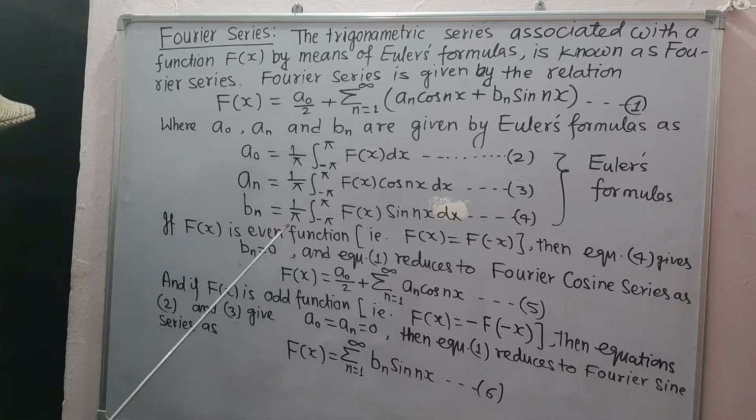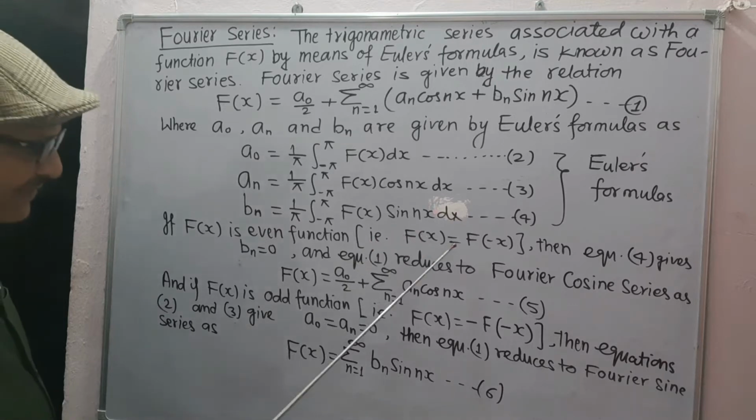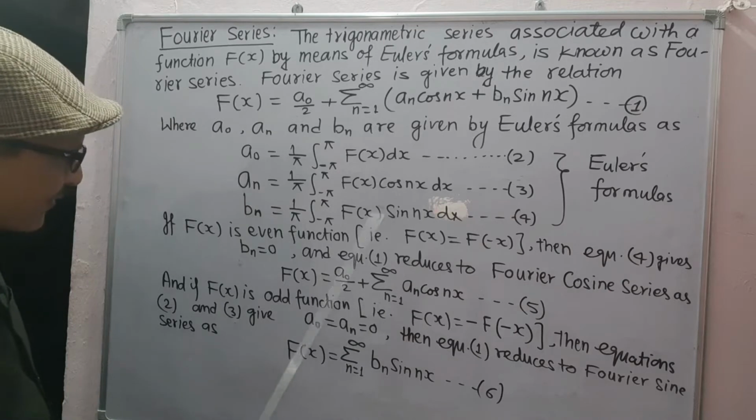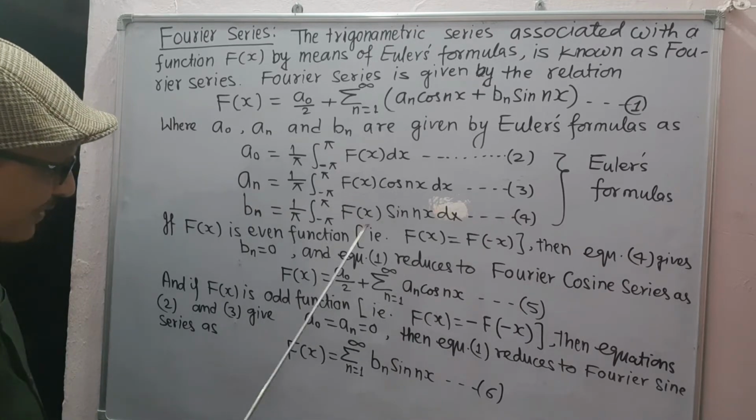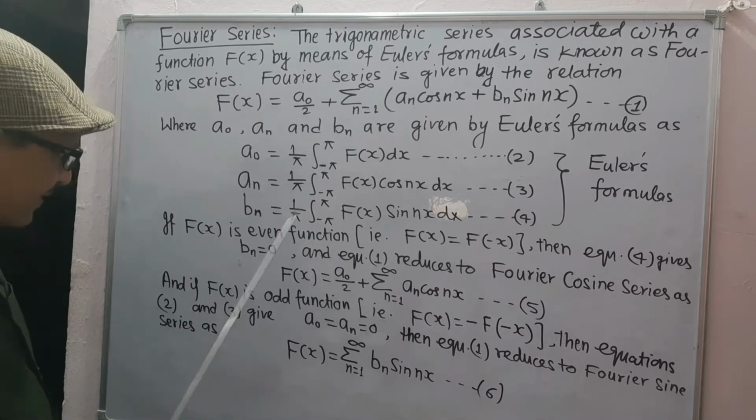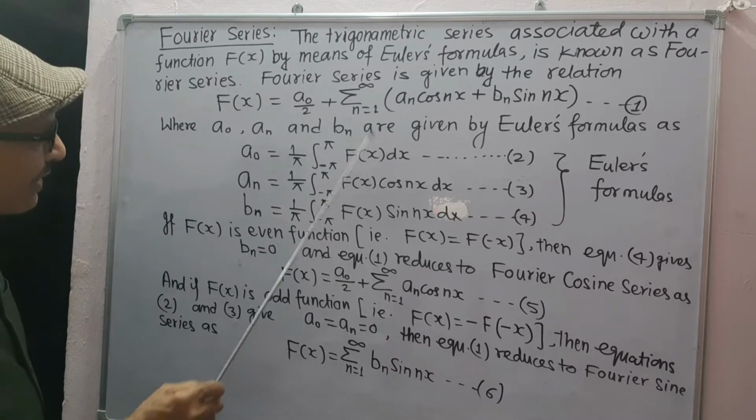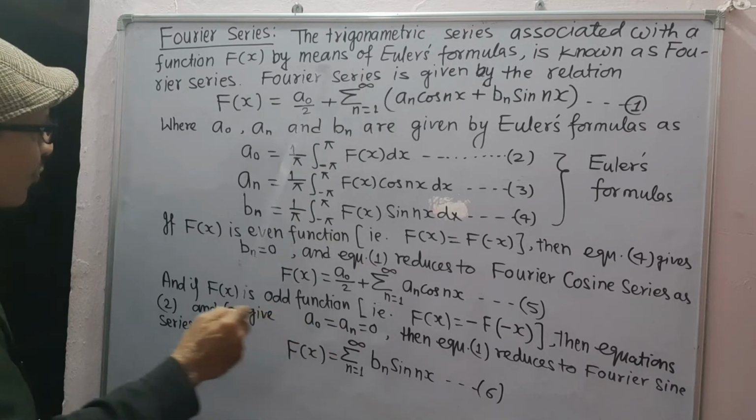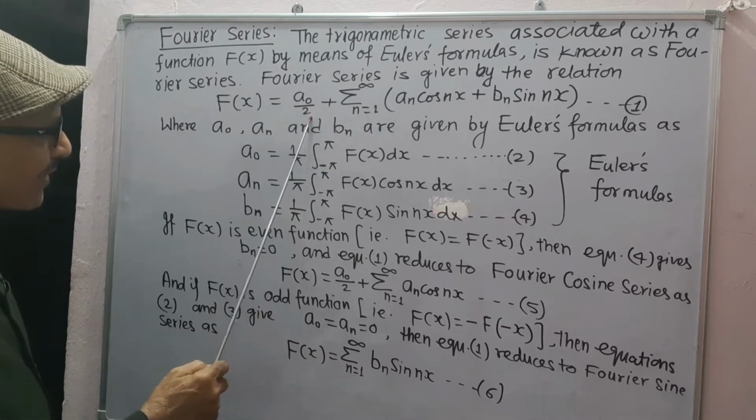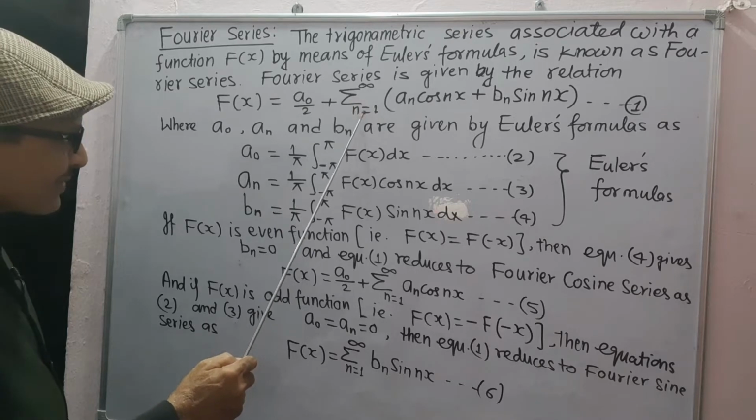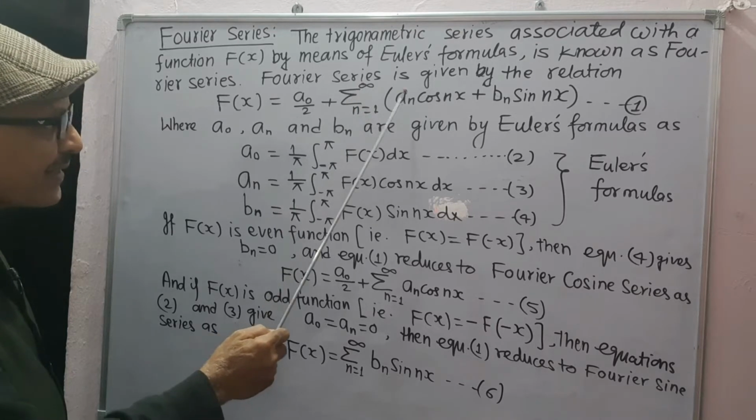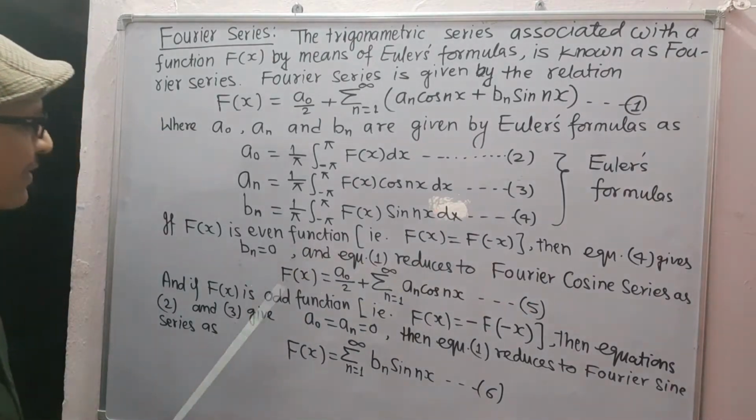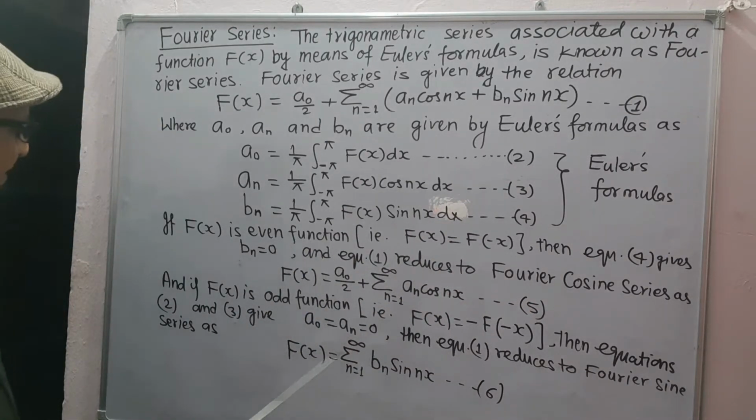If function f(x) is an even function of x, that is f(x) is equal to f(-x), then equation 4 gives 0 for even function f(x), and therefore the Fourier series reduces to Fourier cosine series. f(x) is equal to a naught by 2 plus summation n is equal to 1 to infinity a_n cos nx, which is equation 5. Equation 5 is known as Fourier cosine series.